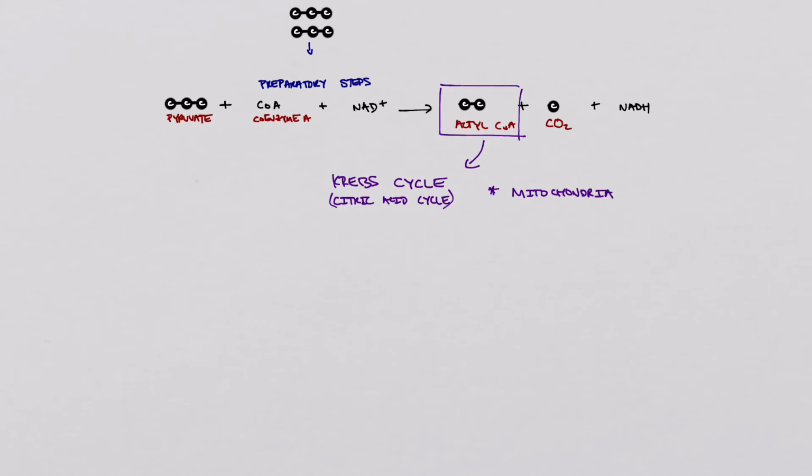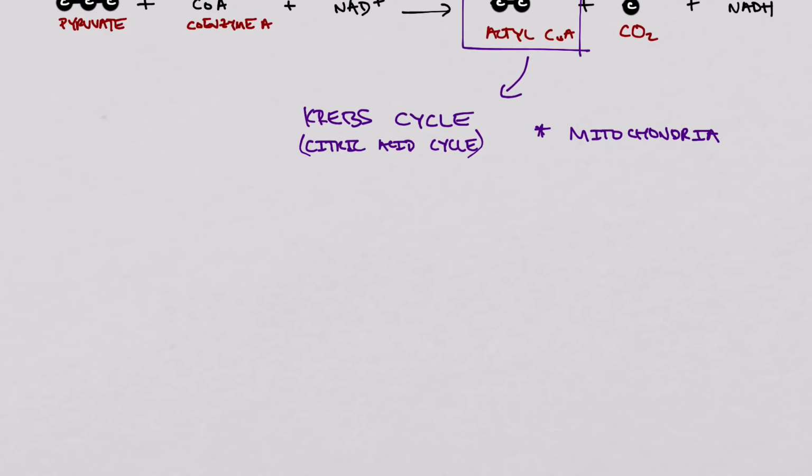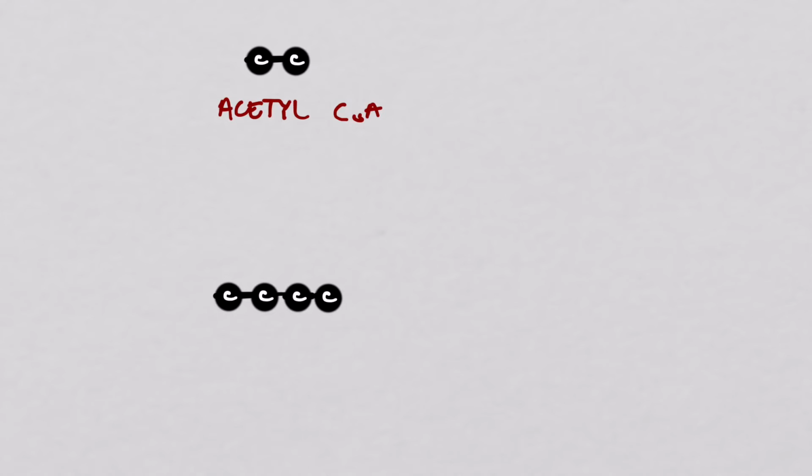Okay, so moving on to the Krebs cycle happening in the mitochondria. We start out with acetyl-CoA and also this 4-carbon molecule that you all know and love. It's oxaloacetate.